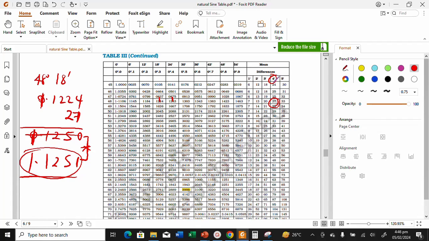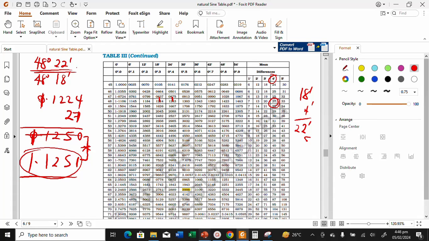That means we'll have 4 minutes added to the 18 minutes. So 18 minutes plus 4 minutes will give you 22 minutes. So that means the angle is 48 degrees 22 minutes. So that's what we get.